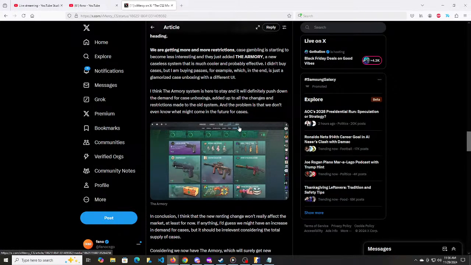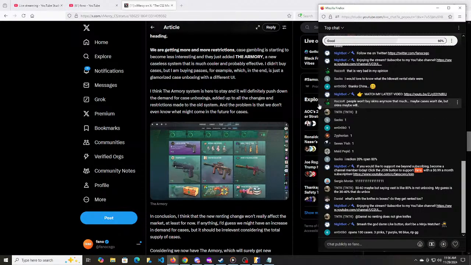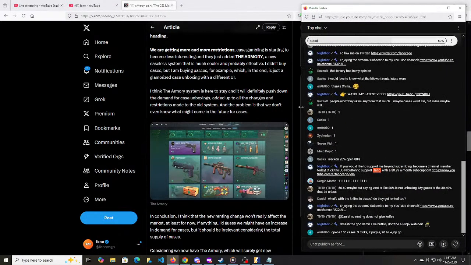What? Is anybody following this? Because I'm a little... I think the armory system is here to stay. I agree with him. This new system of giving us new content is here to stay. I get that. I still think they're obviously going to rotate out the items and collections, but why would that depress case openings? Maybe.